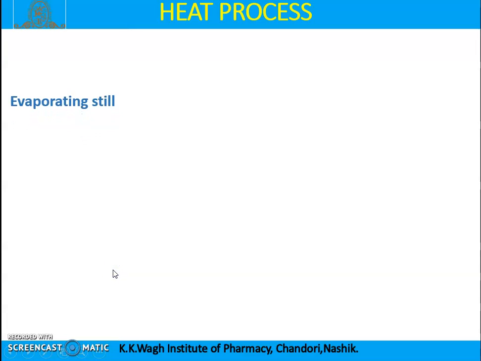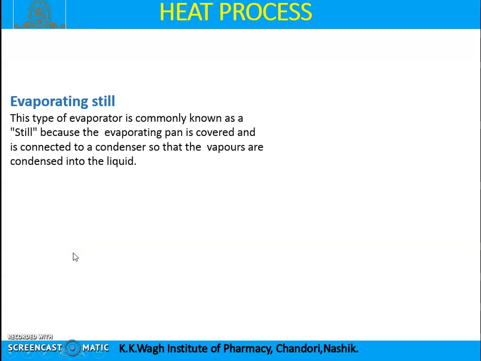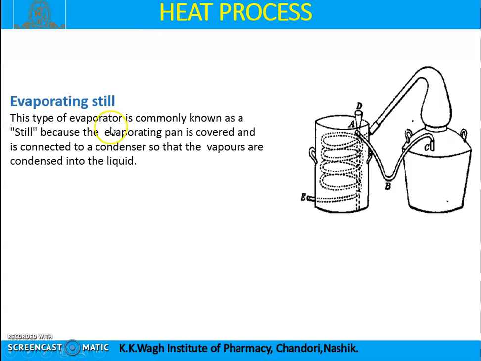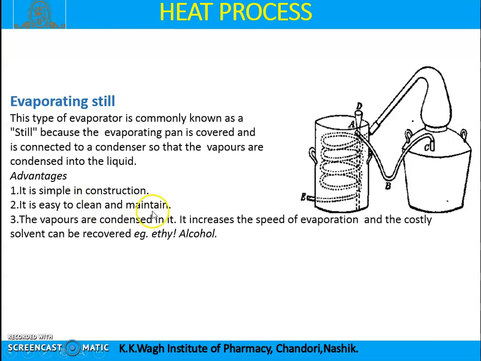The next one is the evaporating still. This is a type of evaporator commonly known as the still because the evaporating pan is covered and is connected to a condenser so that vapors are condensed into liquids. Advantages of the evaporating still: it is a simple construction. It is easy to clean and maintain. The vapors are condensed in it. It increases the speed of evaporation and the costly solvent can also be recollected or recovered. An example of it is ethyl alcohol.